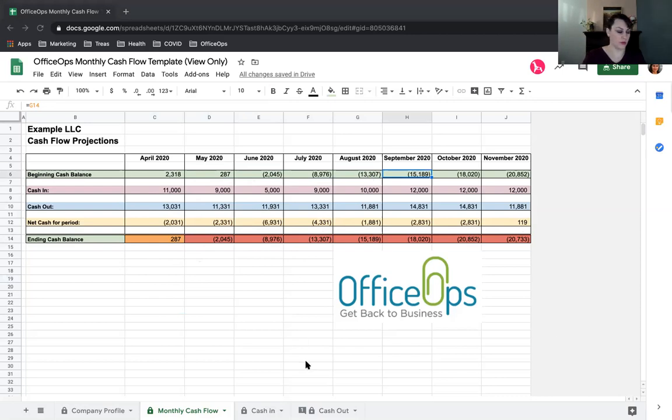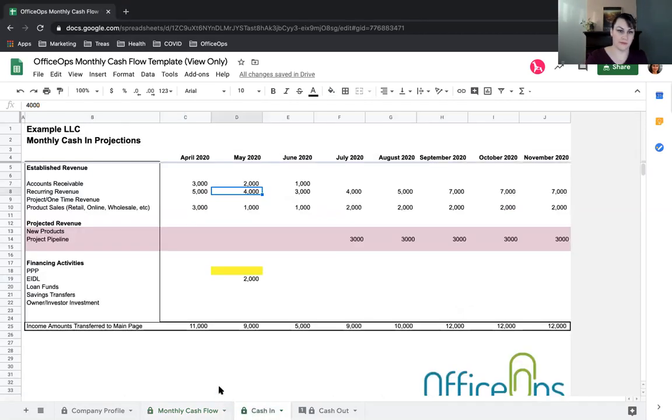Okay, so we're going to go over to the income page quickly, and you can take a look and see what is on here. I use the term cash in as opposed to income because this will include some items that are not technically income, such as the PPP, for example. It does not count as really income, but it is cash in. Transfers or owner investments may count as cash in, but not as an income item.